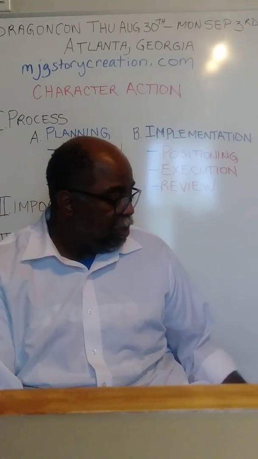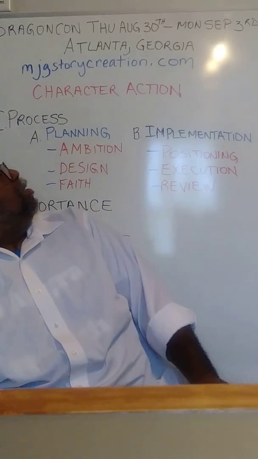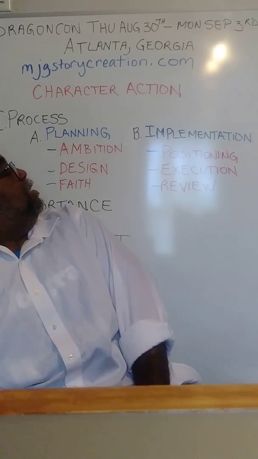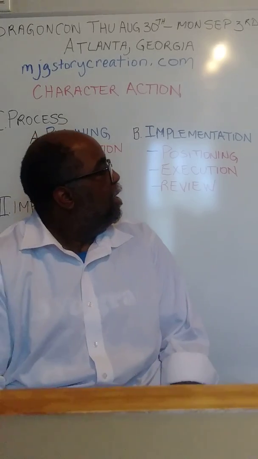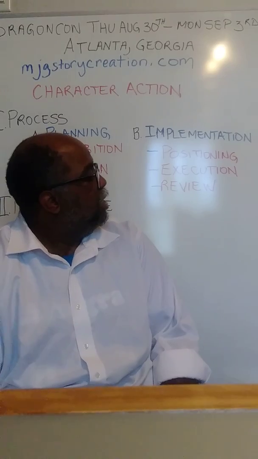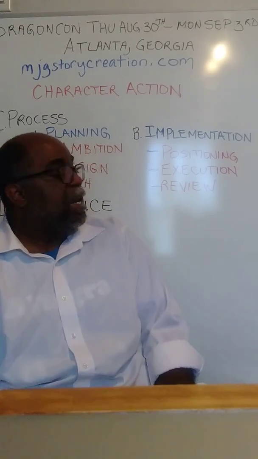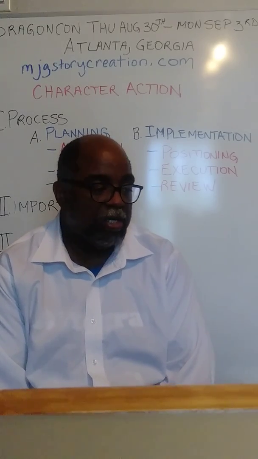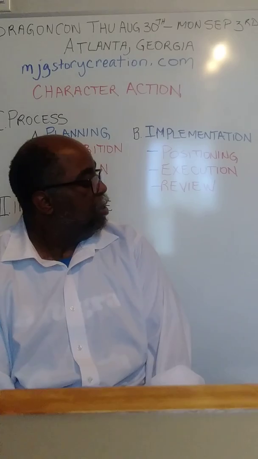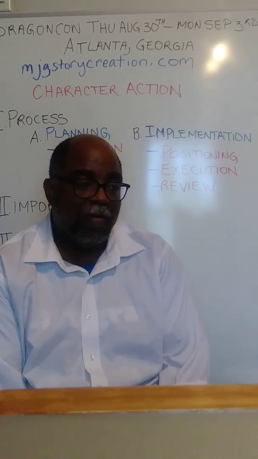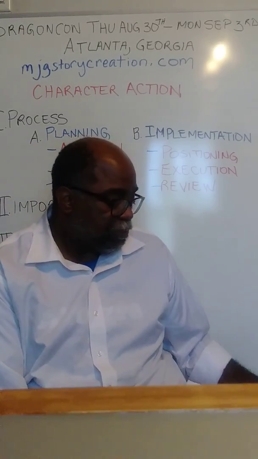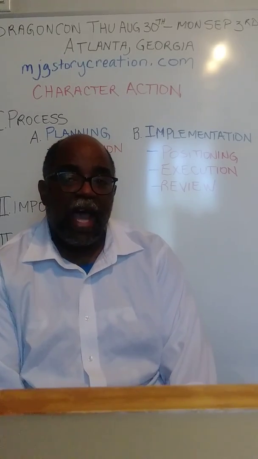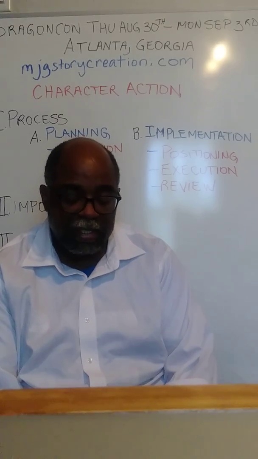So, to go over it again, character action consists of two processes: planning, which is ambition, design, and faith; implementation, which is positioning, execution, and review; and then assessment, which happens in the scene after the character action, the implementation. And the reason why character action is so important is because everything needs to be motivated by action of the characters within the story itself.